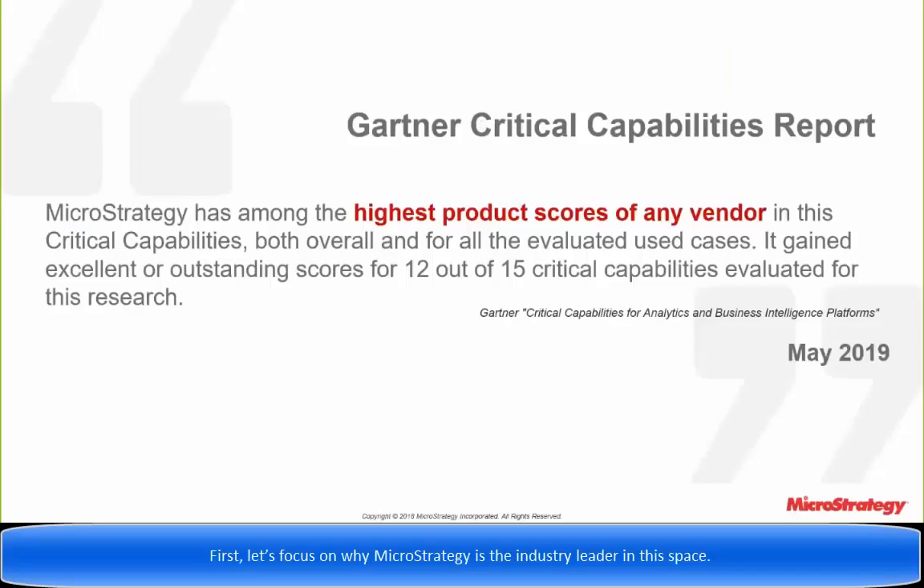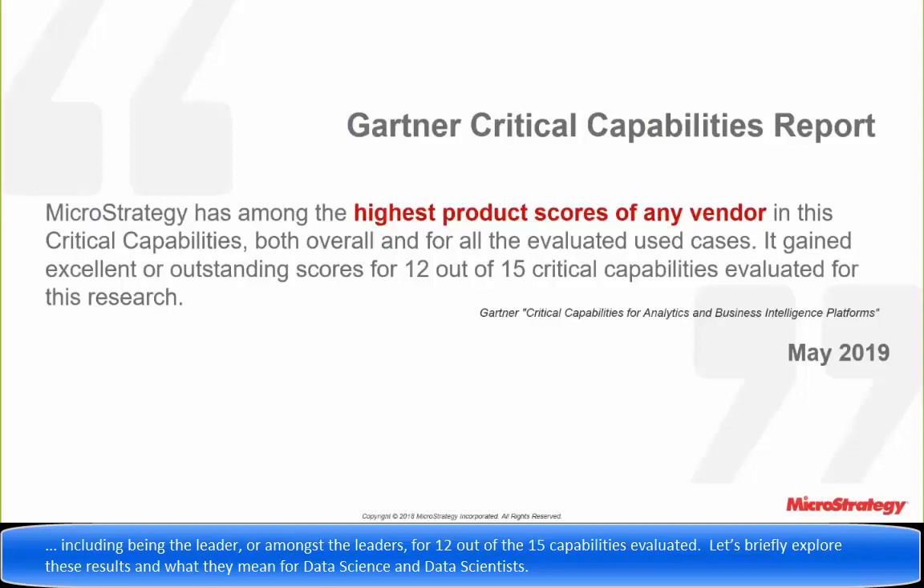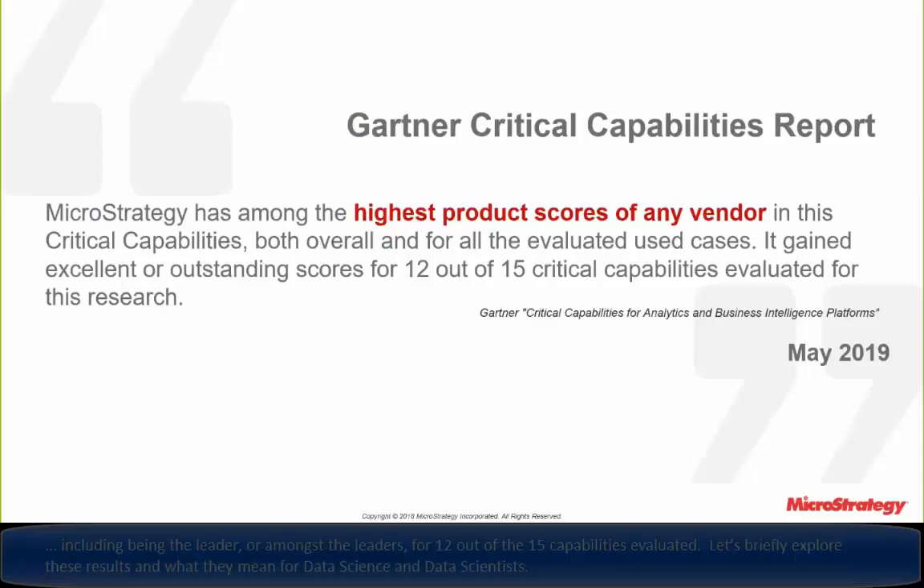First, I want to focus on the Gartner critical capabilities report. This was just released last May, and MicroStrategy received the highest aggregate score of all the vendors, including being the leader amongst all the leaders for 12 out of the 15 different capabilities evaluated. So let's briefly explore these results and what they mean for data science and data scientists.